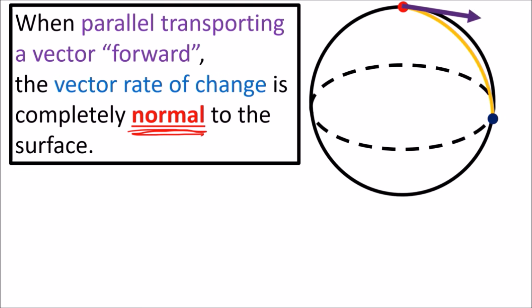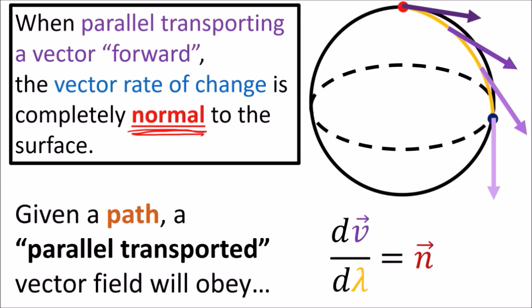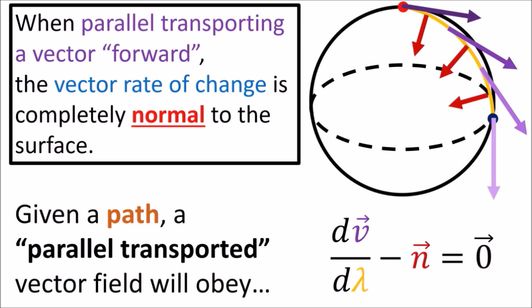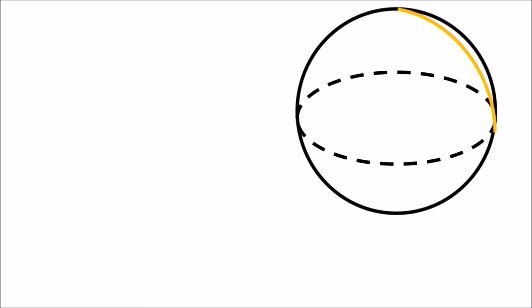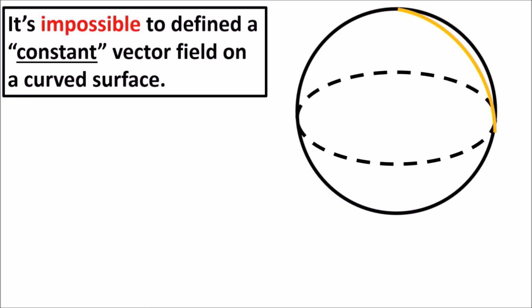So if we parallel transport this vector along this path, we end up with a vector field defined at every point on the curve. And this vector field will obey this relationship, where the rate of change of the vector field will always be some normal vector n pointing out of the surface. In other words, if we take the rate of change of the vector field and subtract the normal part, we'll always get 0. Now remember I said earlier that it's impossible to define a constant vector field on a surface. The idea doesn't really make a ton of sense.